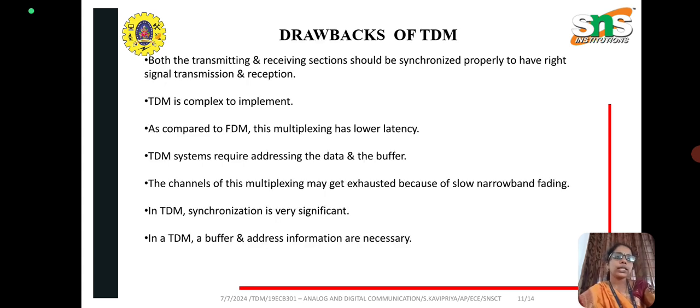In this multiplexing, unwanted signal transmission between the communication channel takes place very rarely. And the drawback of TDM is that both the transmitting and receiving sections should be synchronized properly to have the right signal transmission and reception. TDM is very complex to implement. As compared to FDM, this multiplexing has a lower latency. TDM systems require addressing the data and buffer. The channels of this multiplexing may get exhausted because of slow narrow band fading. In TDM, synchronization is very difficult. In TDM, buffer and address information are very essential.